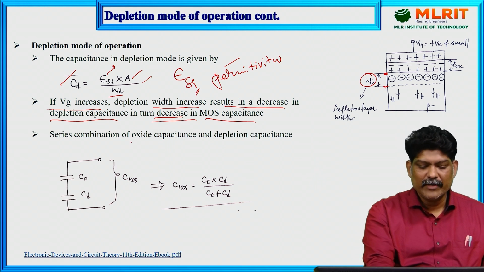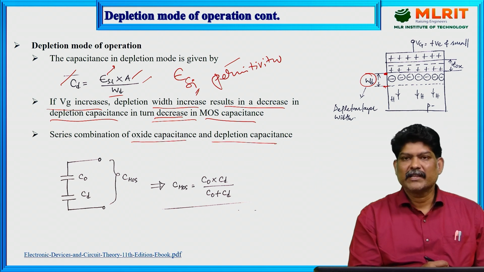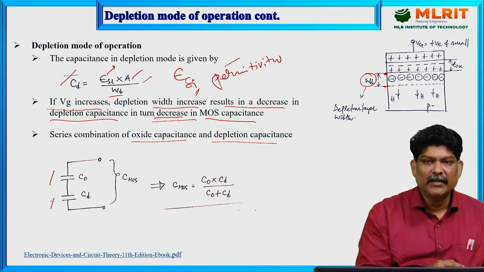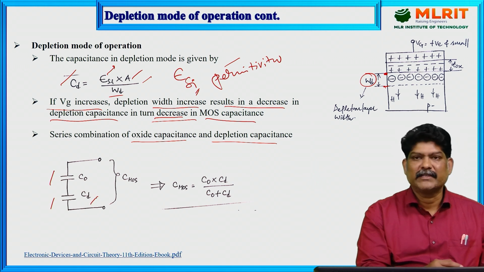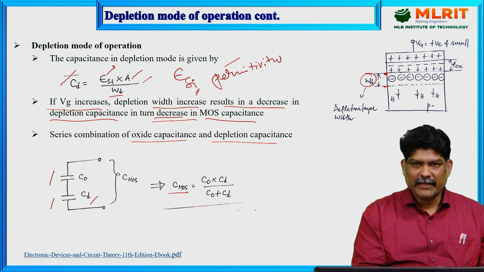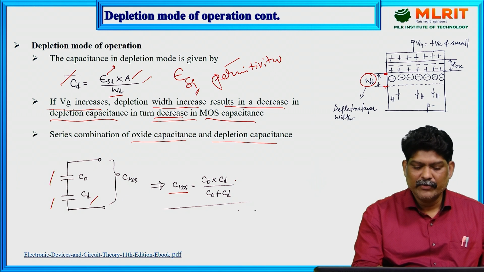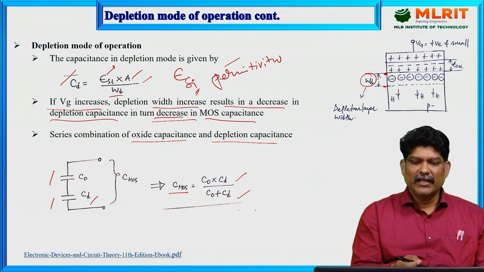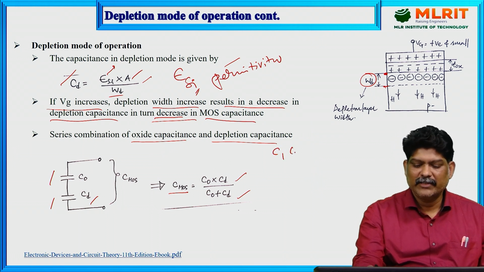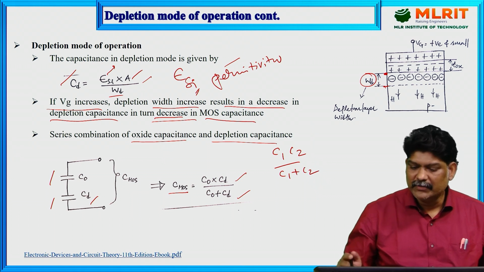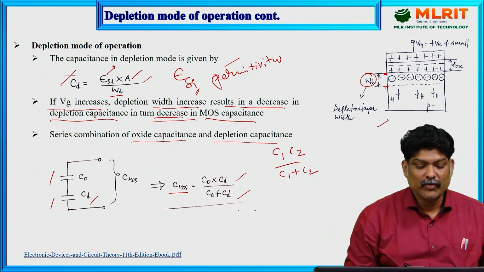So the series combination of oxide capacitance and depletion capacitance gives the total MOS capacitance. Here that is given by C_MOS. The MOS capacitor capacitance is given by C_o into C_D by C_o plus C_D. So this is the series combination. When capacitors are connected in series, we can write C1 C2 by C1 plus C2, right? So this is the depletion mode of operation.